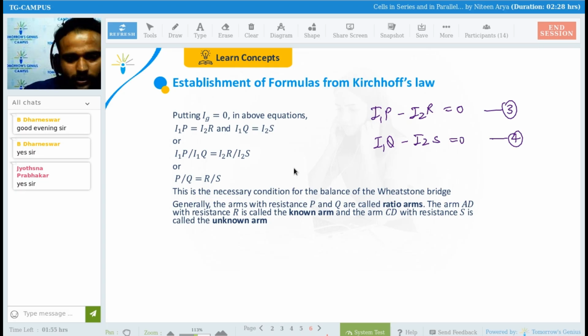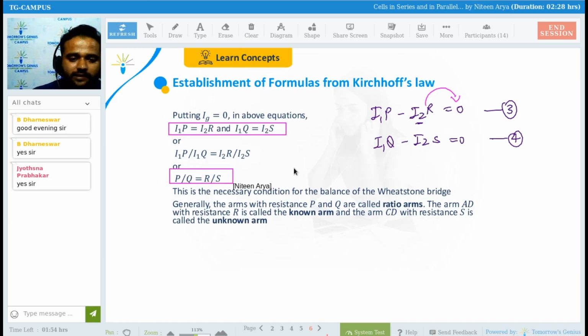I1P equals I2R, this is just shifted here, nothing more than that. So it becomes positive. So this equation we automatically get from equations 3 and 4. Or just divide, I mean now divide equation 3A by 3B, you can write. So when you divide, I1 and I1 cancel, and I2 and I2 cancel. So you automatically get this.